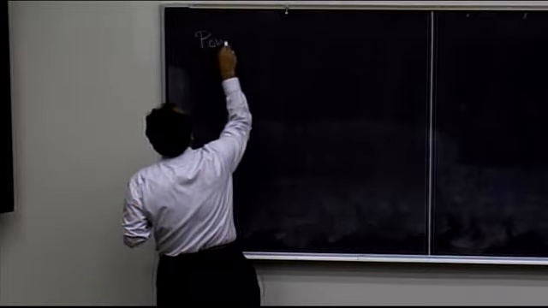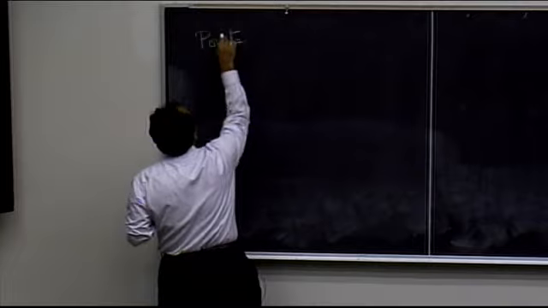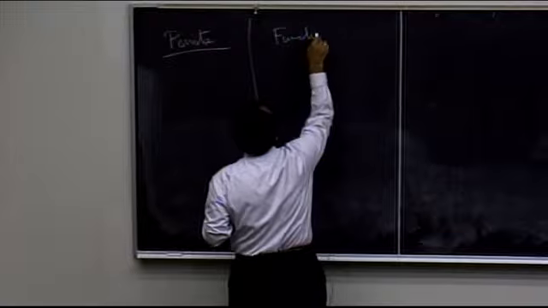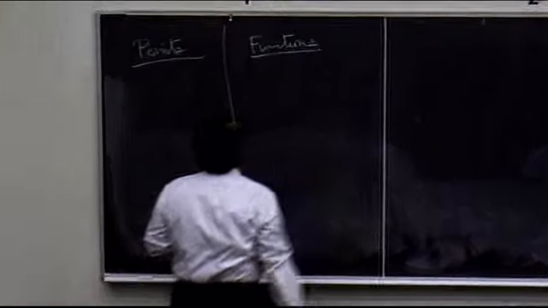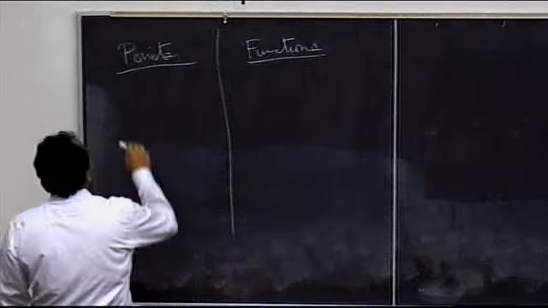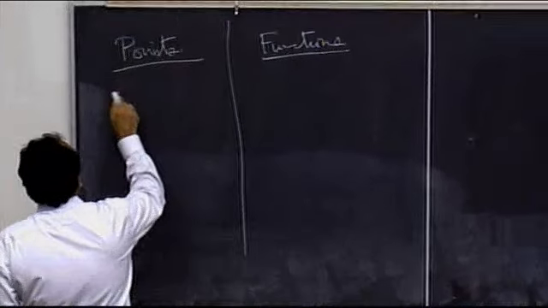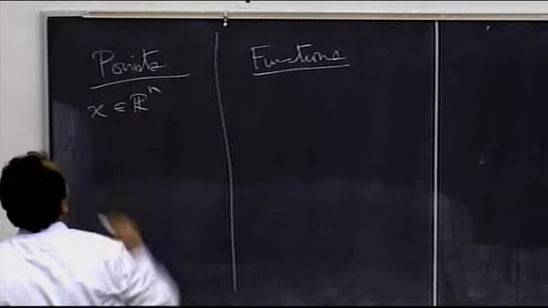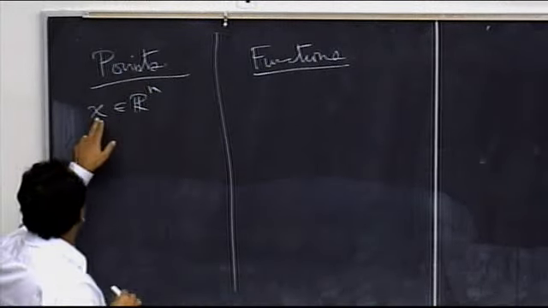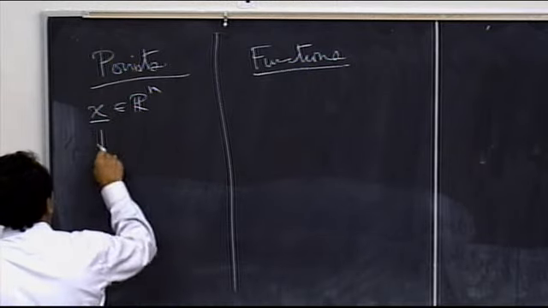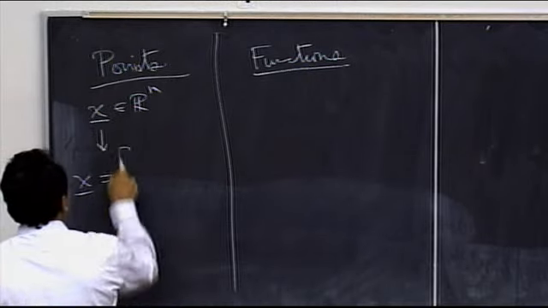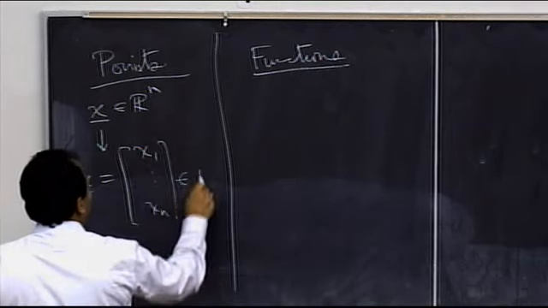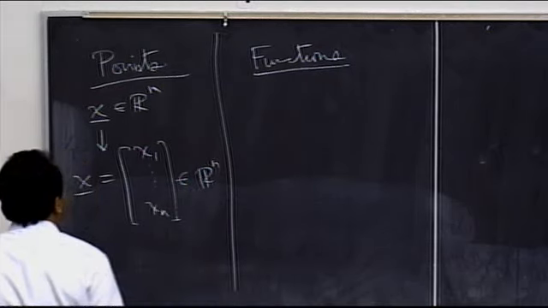We're going to have two things we're dealing with: points, and then functions. Okay? So the way we do this is, for points, when we have a vector, say x, I'm going to say x is an element of Rn. If you write this out, it means x, which is x1 up to xn, is an element of Rn, and I denote it as a column vector.